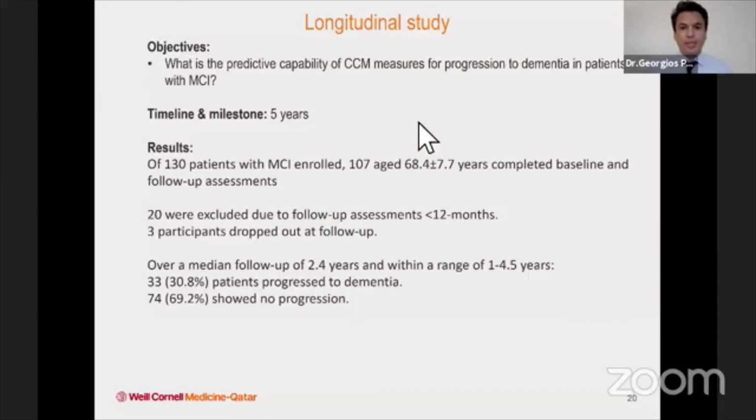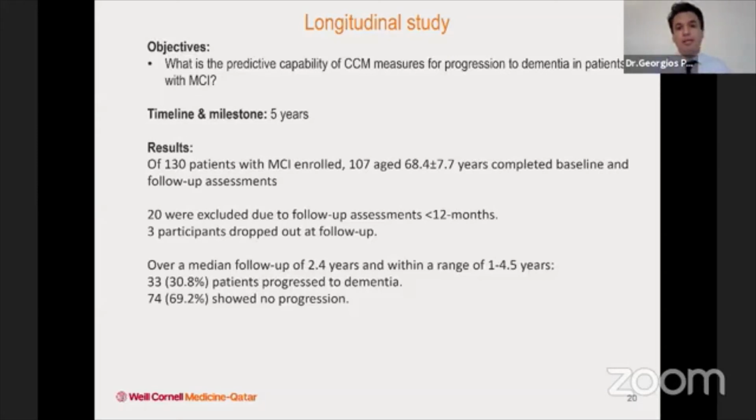Okay. Moving on to a longitudinal study, where we wanted to test what is the predictive capacity of corneal nerve measures to detect progression to dementia in patients with MCI. So basically here, you only need the data at baseline. You don't need to have the CCM data at follow-up. And you just need to know at follow-up whether the patients have progressed to dementia or not. Clinical assessment, the diagnosis that the doctors have written down in the medical history of the patient.